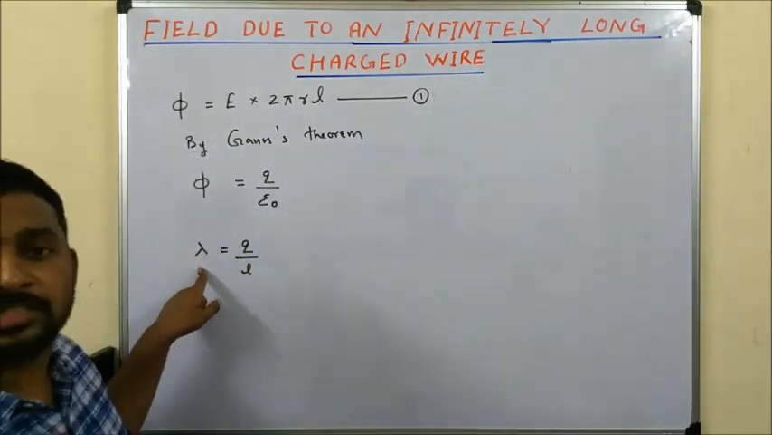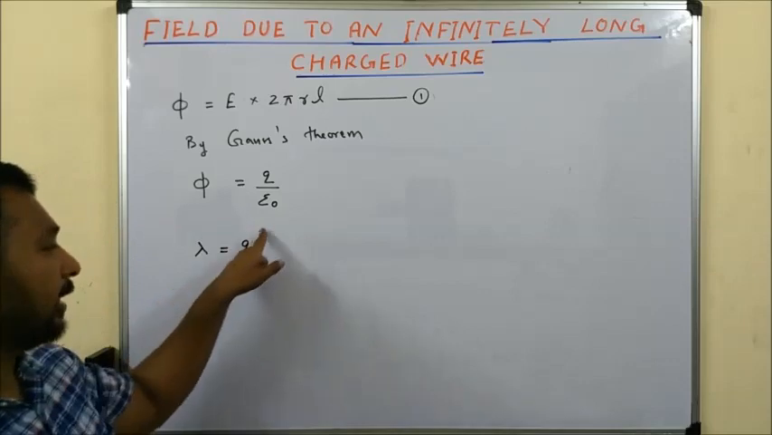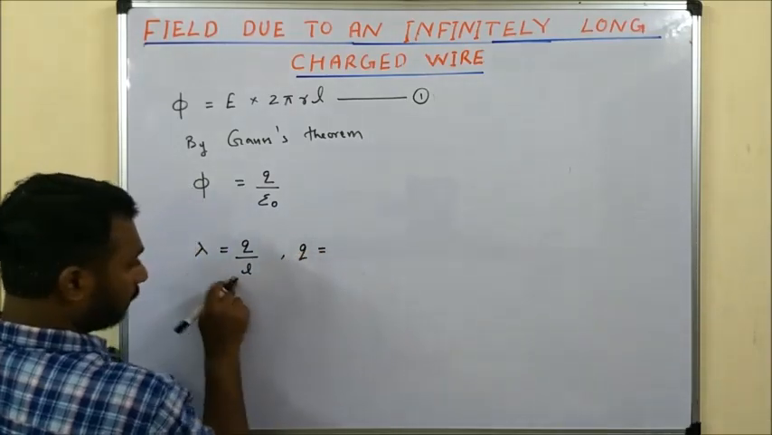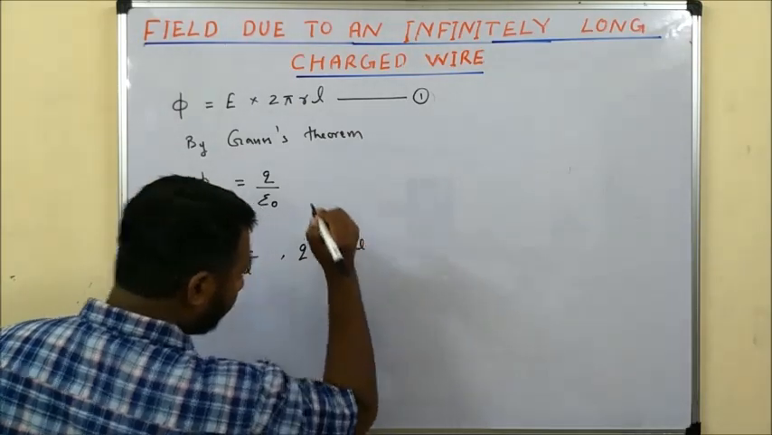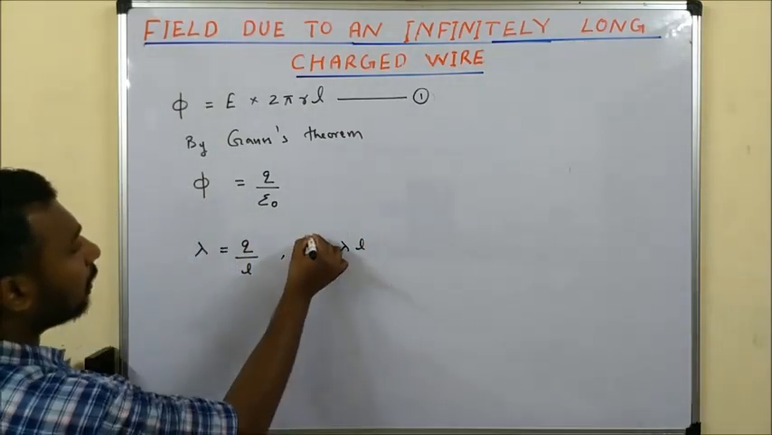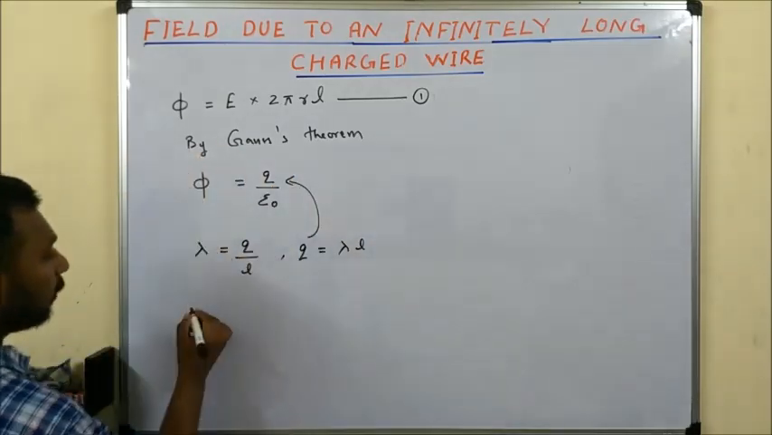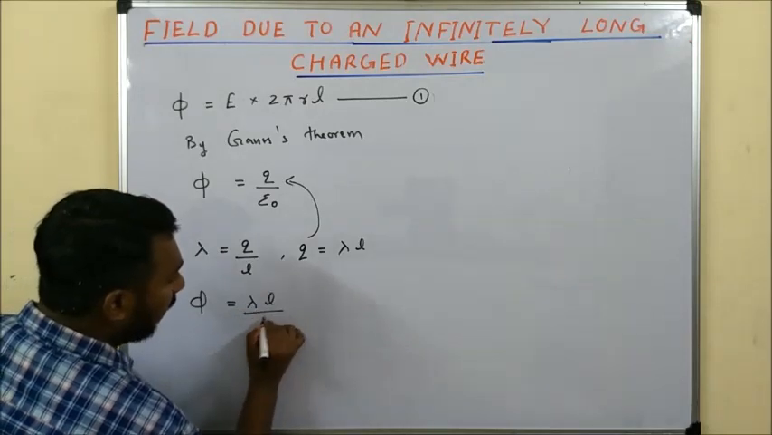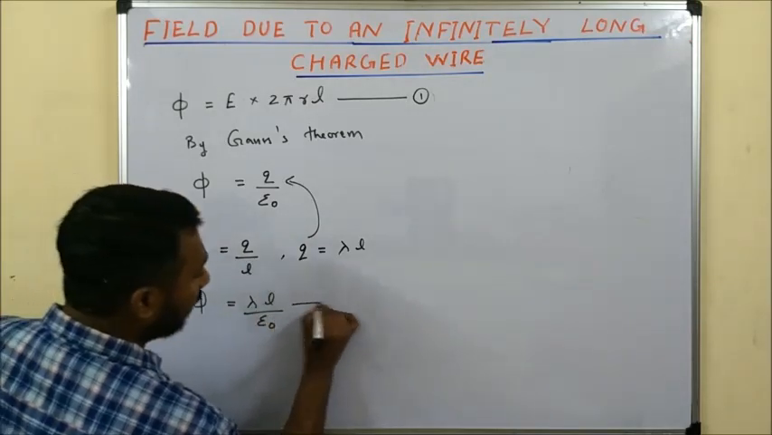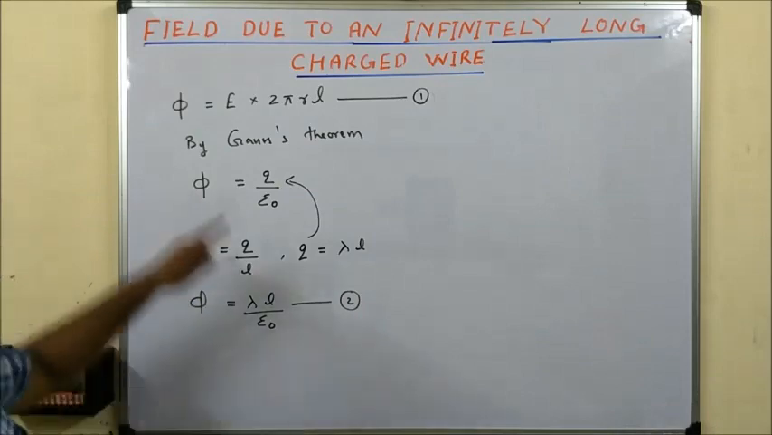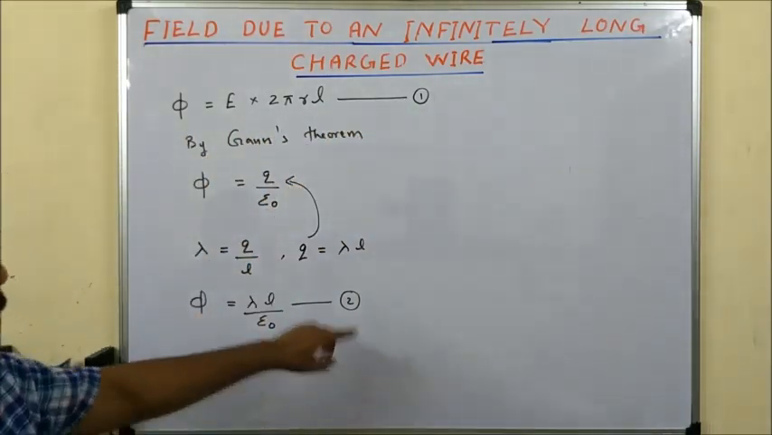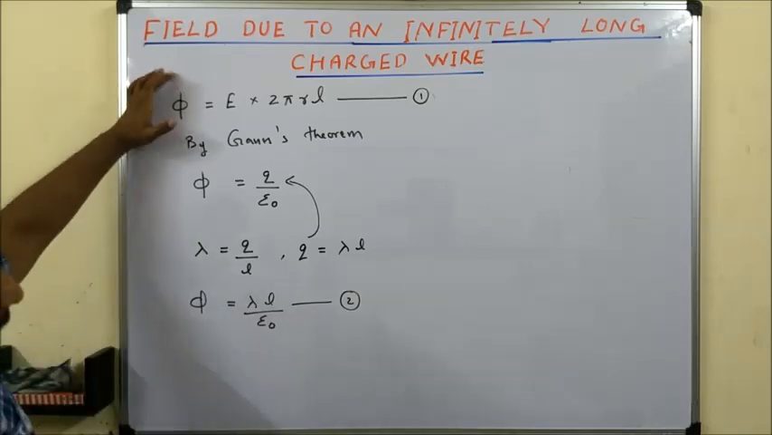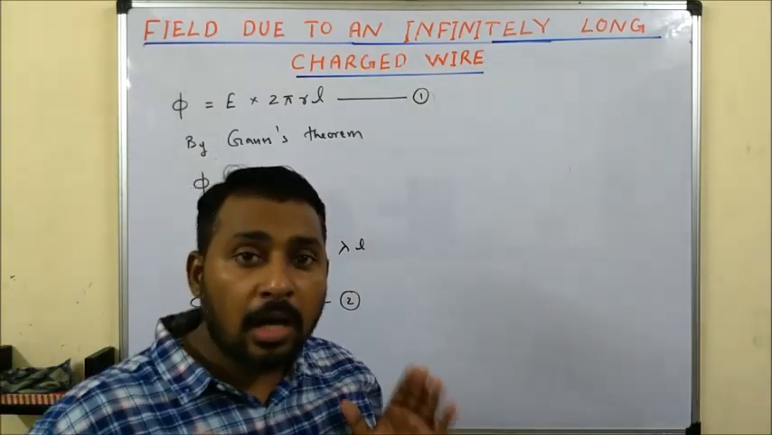So the linear charge density, or line charge density, lambda is equal to Q by L, or you can write Q is equal to lambda L. Let's substitute the value of Q here. So you will get flux phi is equal to lambda L divided by epsilon naught, equation number 2. Now look at equation number 1 and 2. On the LHS, flux phi is the same, so you can equate the RHS.